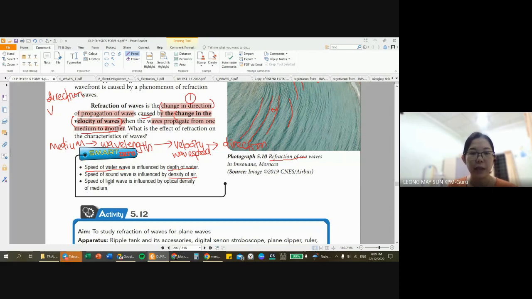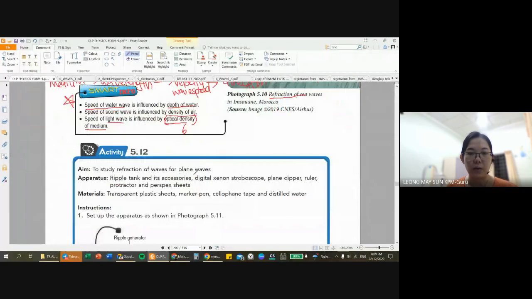And then for light wave, it is influenced by the optical density of the medium. Optical density will be explained even further and more clearly in chapter 6, which most probably is going to be next week. So please put a remark over here. This is what causes the wave to change when it undergoes refraction.